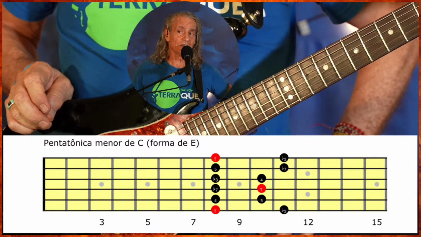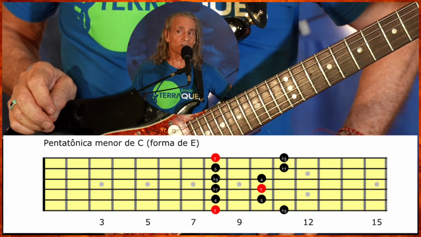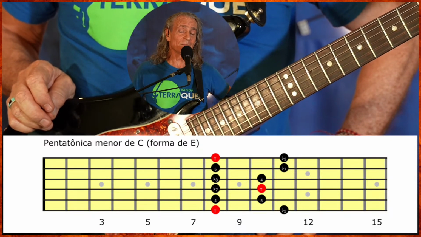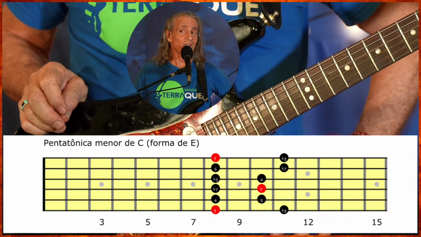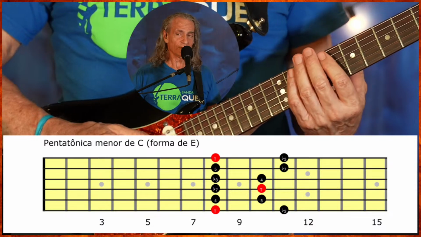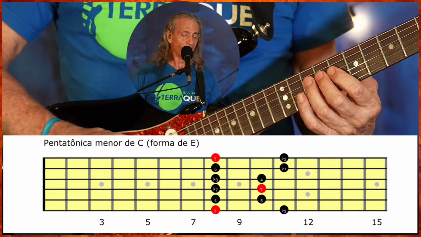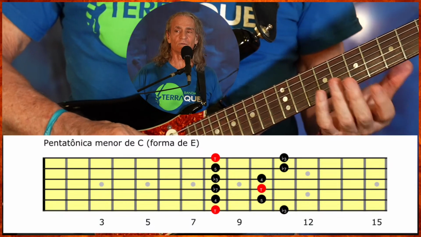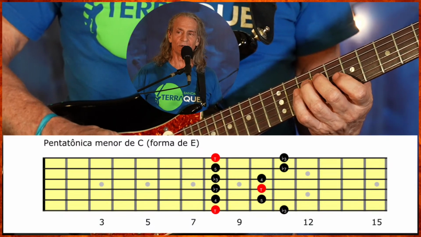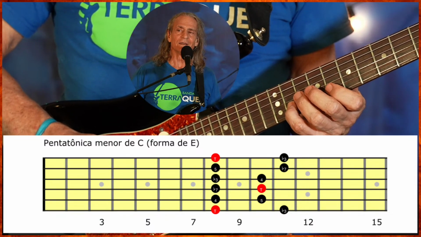In the C minor scale, there's 8 notes. But this is a C minor pentatonic, so we're taking out 2 of the notes of the C minor scale: the 2nd note and the 6th note. And we've got the 6 intervals: 1, flat 3rd, 4, 5, flat 7, and then 1.